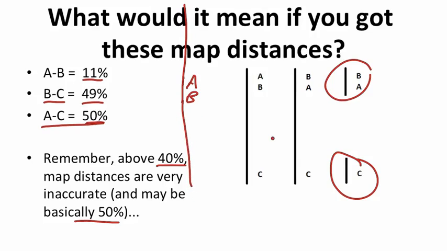I just want to emphasize that because some people use these numbers as though they have absolute precision to them. But we're actually measuring rare events. So when you get something on the order of 49%, or really anything above about 40%, don't have too much faith in that number. Okay?